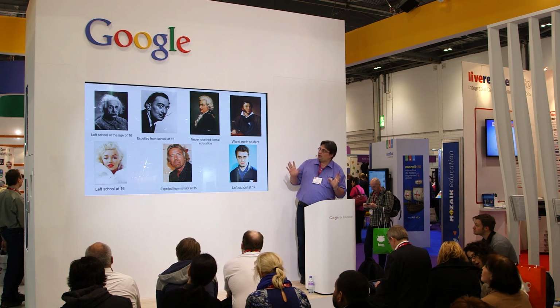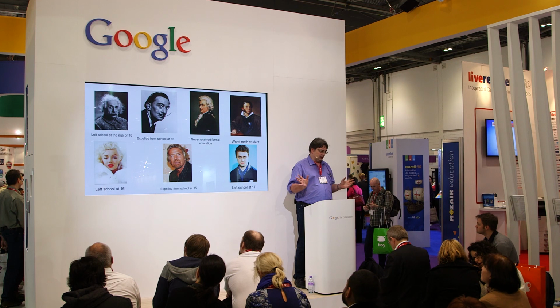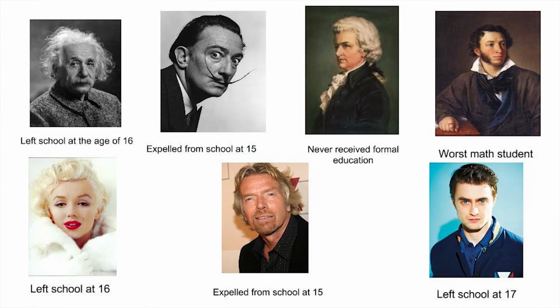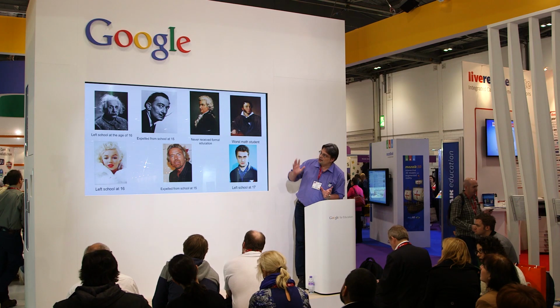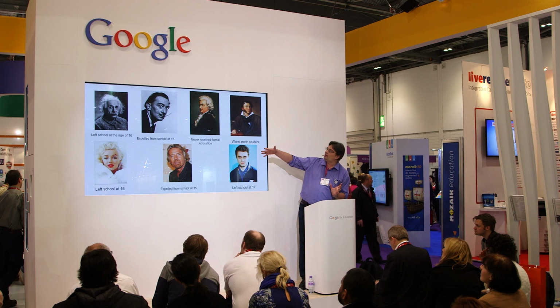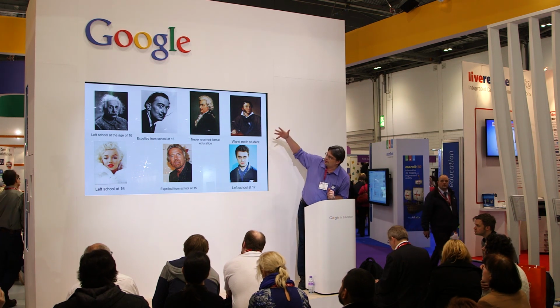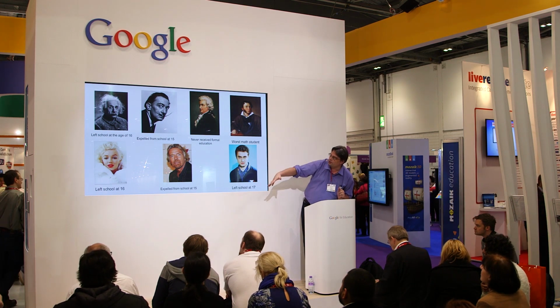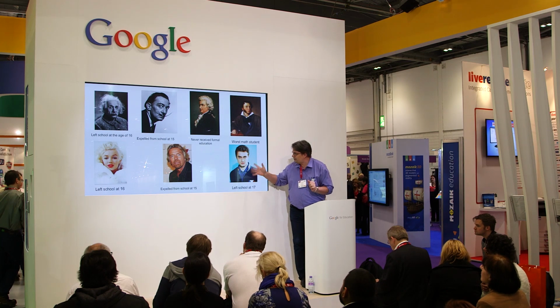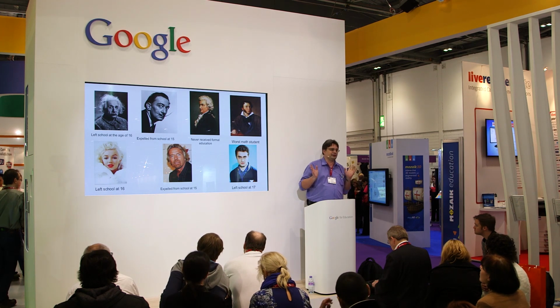Here is a bunch of pictures of very successful people, and you may recognize most of those faces. And there is something in common between all of them. Albert Einstein, Salvador Dali, Wolfgang Mozart, Alexander Pushkin, Marilyn Monroe, Richard Branson, and even Daniel Radcliffe. All these people couldn't graduate from school. They were expelled from school, or they were on the verge of being expelled from school.